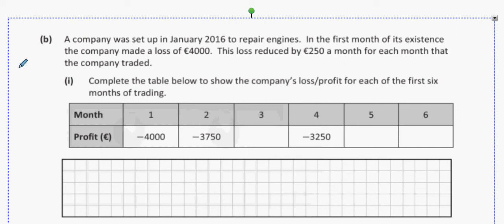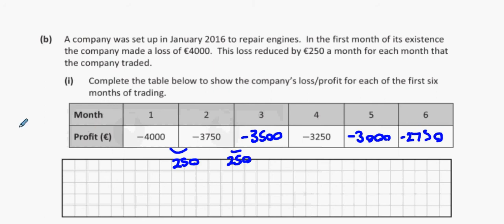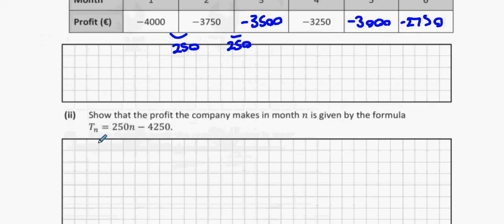Alright, we did this yesterday, didn't we? The sequences and series. On your sequences and series test, there is both a linear and a quadratic. Both styles are coming up in the one exam, so you're going to have to be familiar with both. Yesterday we did a linear. The linear is where the gap is the same. It's 250 every time. Okay? And what's that then? Minus 3,500, 3,000 and 2,750. What we learned yesterday was that the Tn formula only works for linears, lads. It won't work for a quadratic.